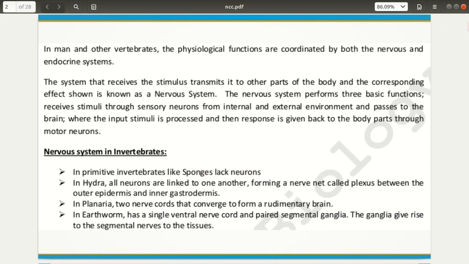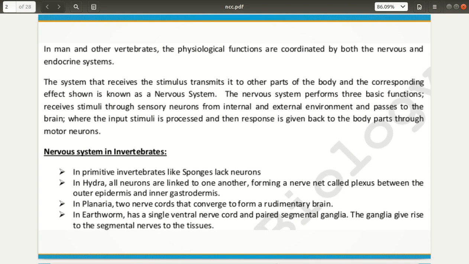So what we understand is, in man as well as other vertebrates, all the physiological functions are controlled by the nervous and endocrine systems. The system that receives the stimulus, transmits it to other parts of the body, and shows the corresponding effect, is known as the nervous system.